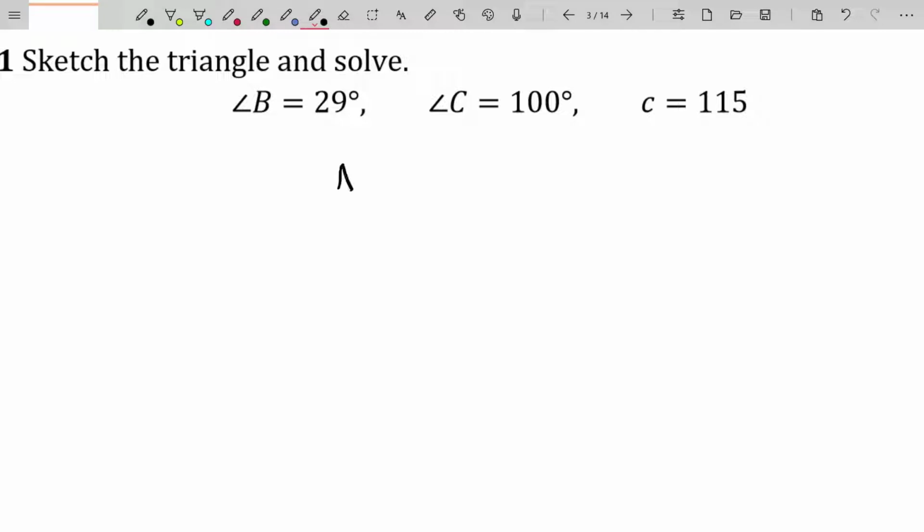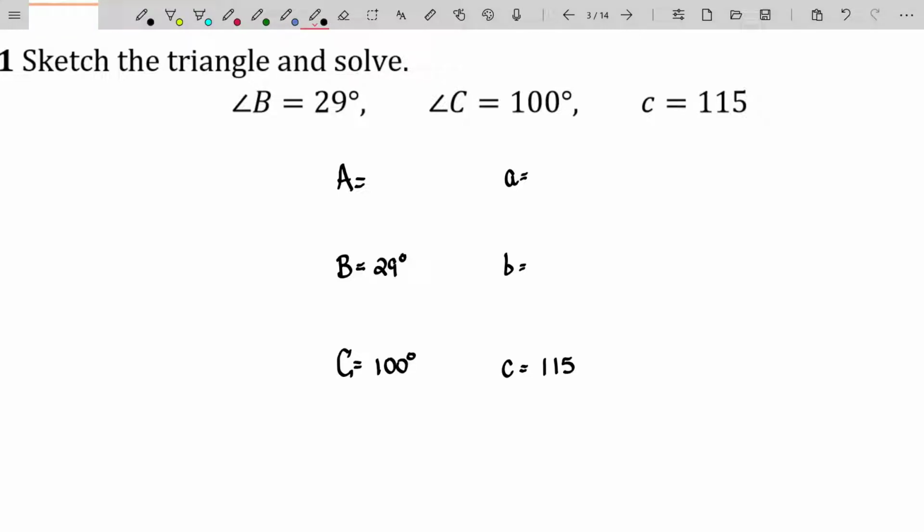The first column of my table will be angles. So angle A, angle B, and angle C. And the second column will be the sides, side A, side B, side C. And I'll fill in what they've handed me. So they handed me that side C is 115 in length. I don't know what the units are, and it doesn't really matter to me. Angle C was 100 degrees, and angle B is 29 degrees.